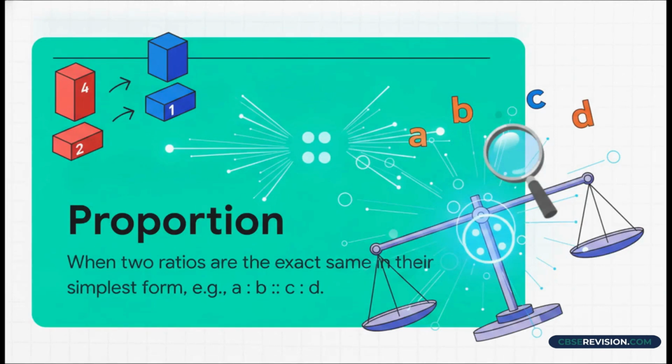Now, when two completely different ratios simplify down to the exact same numbers, we say they are in proportion. We show this relationship using a very special symbol, 4 little dots placed right in the middle. We write A is to B, then those 4 dots, C is to D. This is just a fancy mathematical way of saying that the first ratio is perfectly equal to the second ratio.